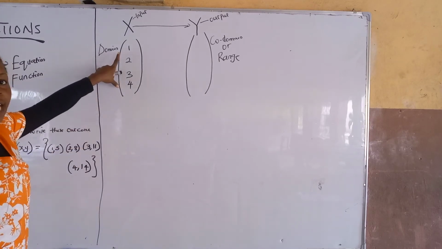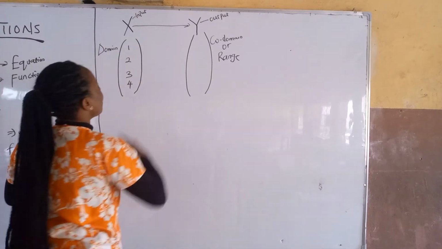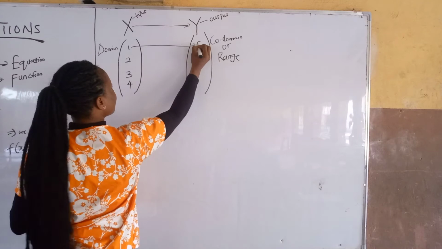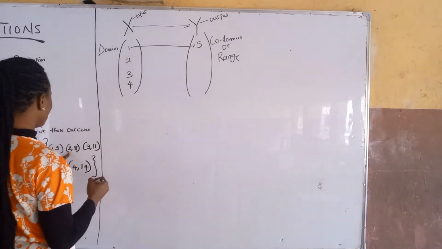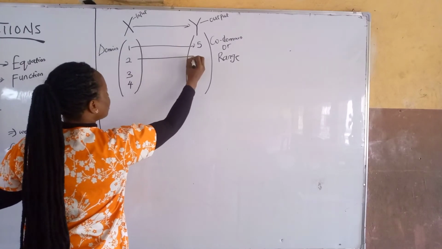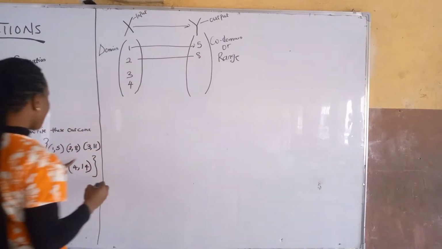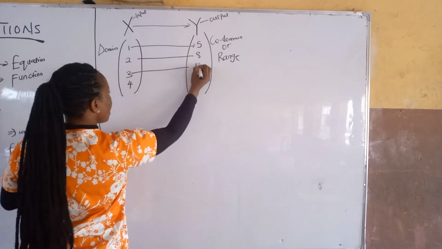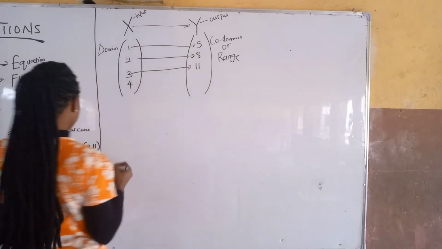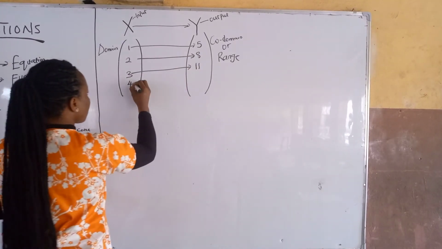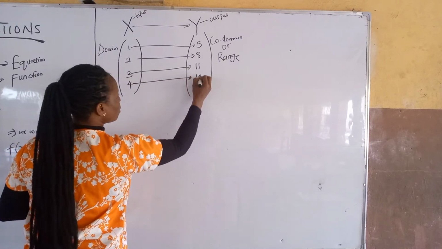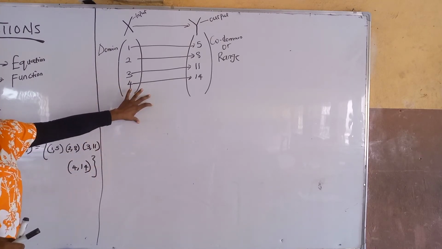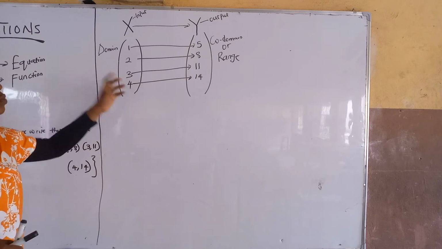Remember, these are the elements of x we assume. So every time x maps 1, we have an image in the y to be what? 5. Every time x maps 2, we have an image in the codomain to be what? 8. Every time x maps 3, we have a codomain to be what? 11. And every time x maps 4, we have a codomain to be what? 14. At this point, we can conclude that this mapping is what? Is a function. That this relation is a what?